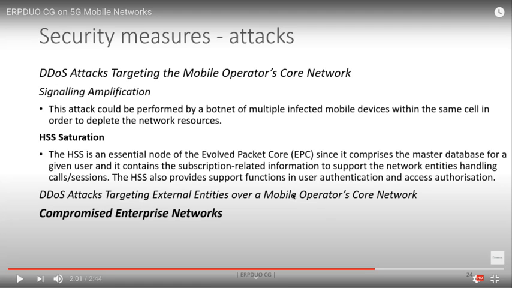And why is that important? Well, because of its functional role in user authentication and access authorization. DDoS attacks also targeting external entities over a mobile operator's core network and compromised network.